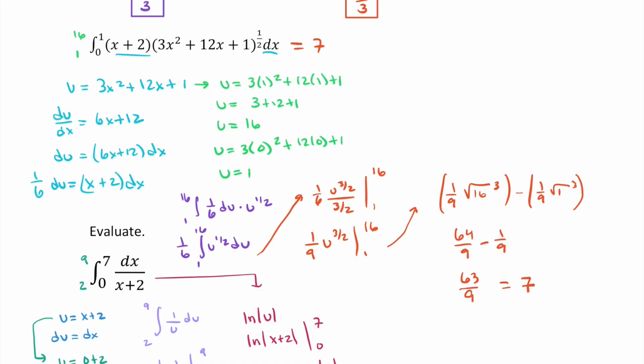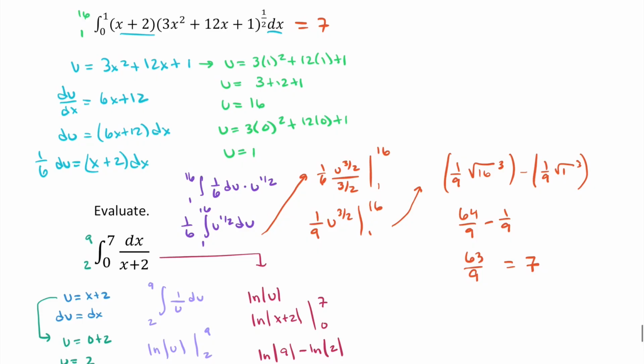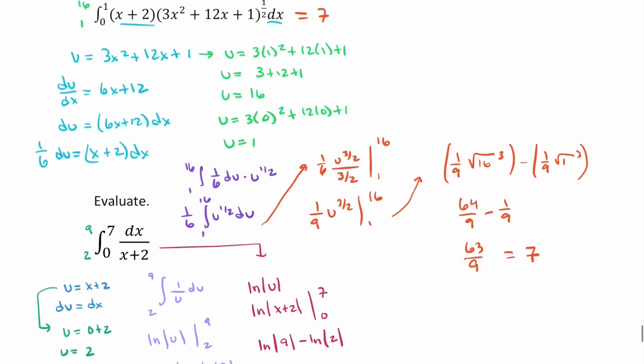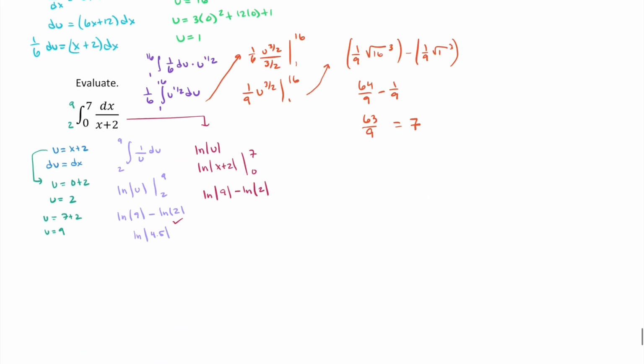And we can check them in our graphing utility calculator if we want to. This one's looking pretty good. So the accumulation from 0 to 1 of that is 7. All right, that's it for u-substitution.